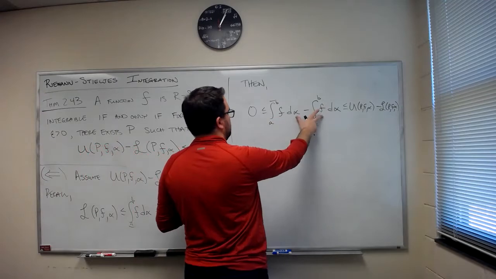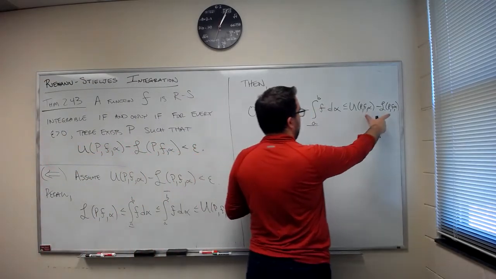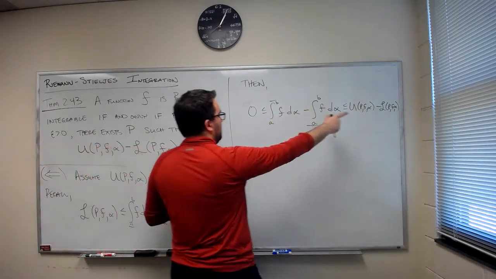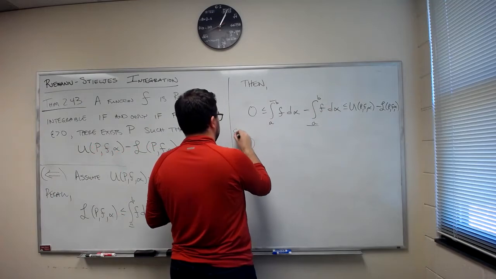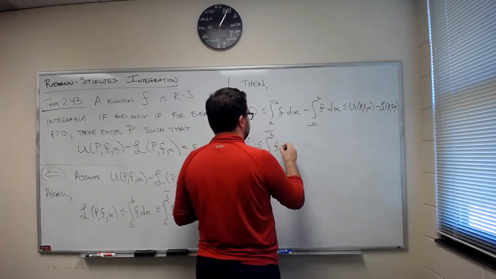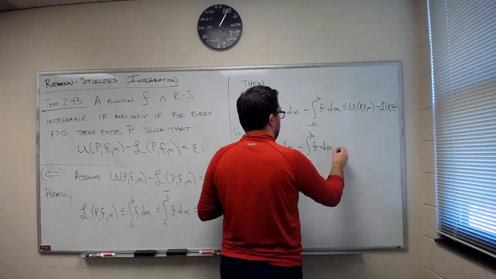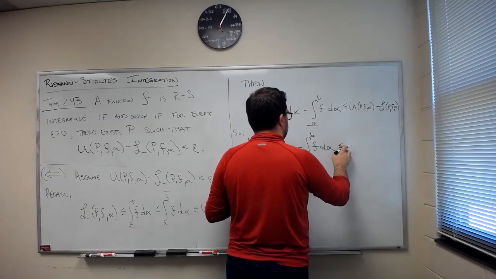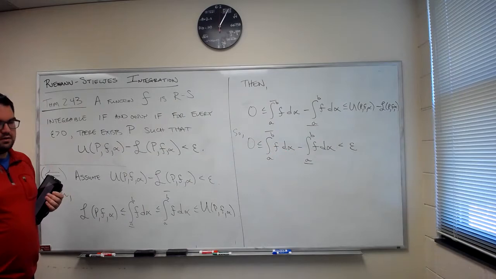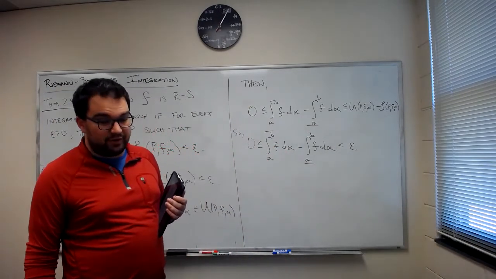So I now have that the difference between the upper and lower Riemann-Stieltjes integrals is bounded below by 0 and above by the difference between the upper and lower Darboux-Stieltjes sums. But I know that these are bounded above by epsilon. Yeah, less than epsilon. Okay. So now what have I shown? I've shown that this is trapped between 0 and epsilon for every epsilon.